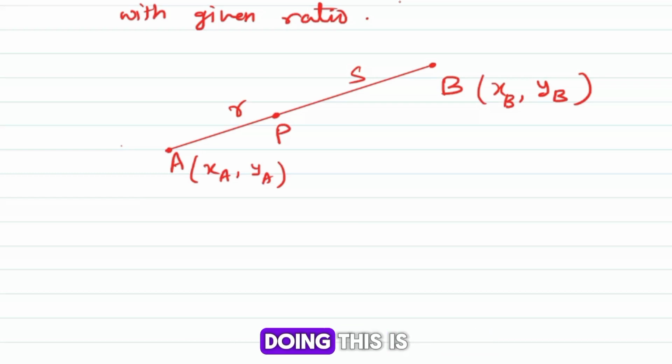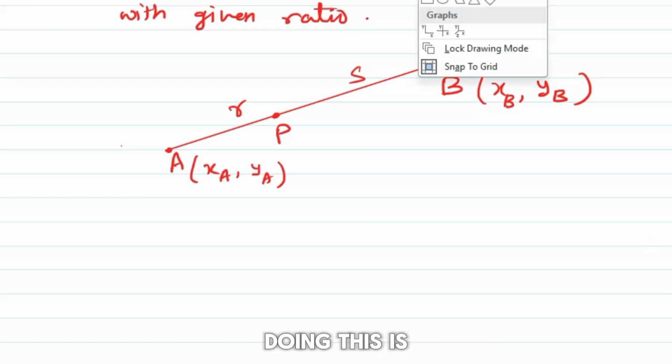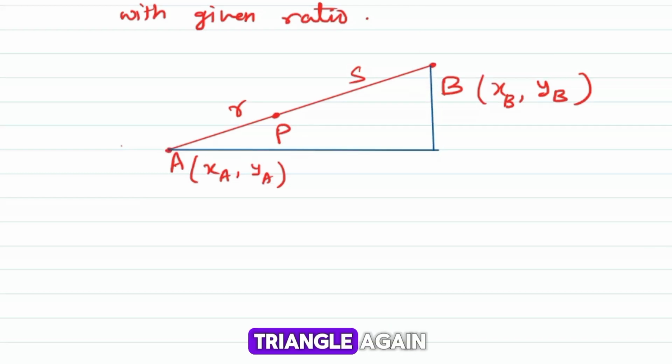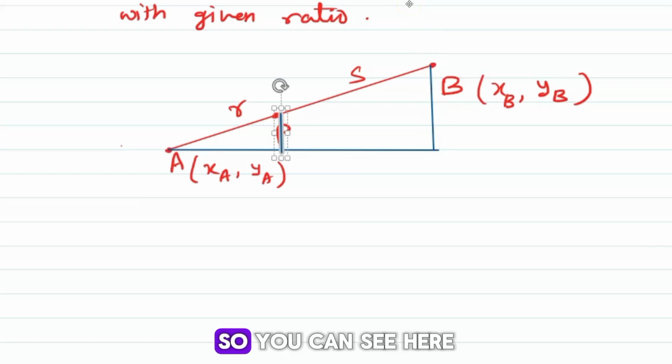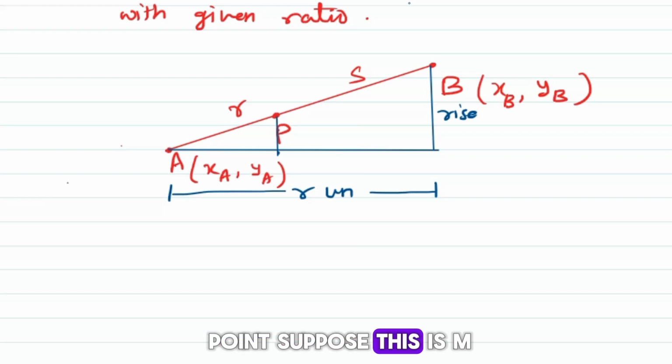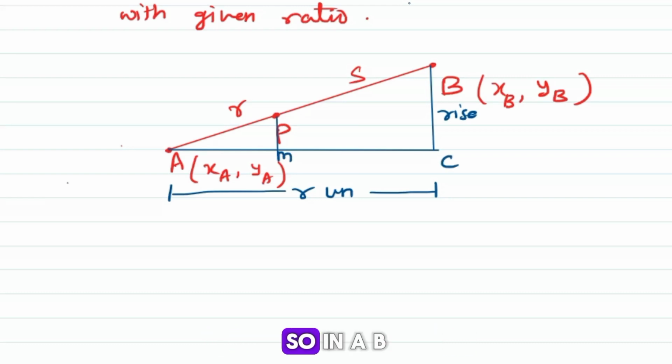So how we will be doing this is, see, we can make a triangle here. So this is a triangle. Again, we will be joining from here to here. So you can see here, this complete is run, whereas this is rise. But we need this point. Suppose this is M, then we need this distance PM. And suppose this is C. So in ABC and APM, we are having two triangles. We need to find the coordinates of P. So how will we be doing this?